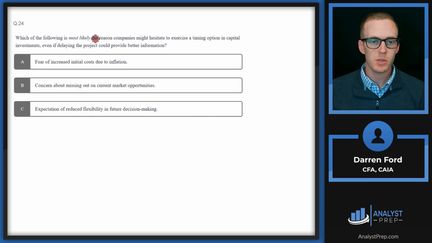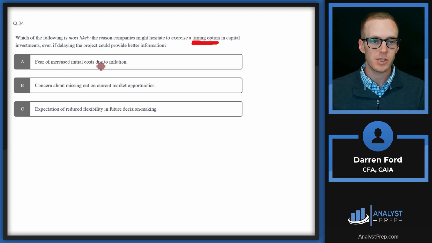Which of the following is most likely the reason companies might hesitate to exercise a timing option in capital investments, even if delaying the project could provide better information? So the timing option typically is what was described here. It's an option or opportunity to delay a project and wait for better information, know whether it's going to be more profitable or have higher profits, etc. So why might you not delay that and just go ahead with the project right now?